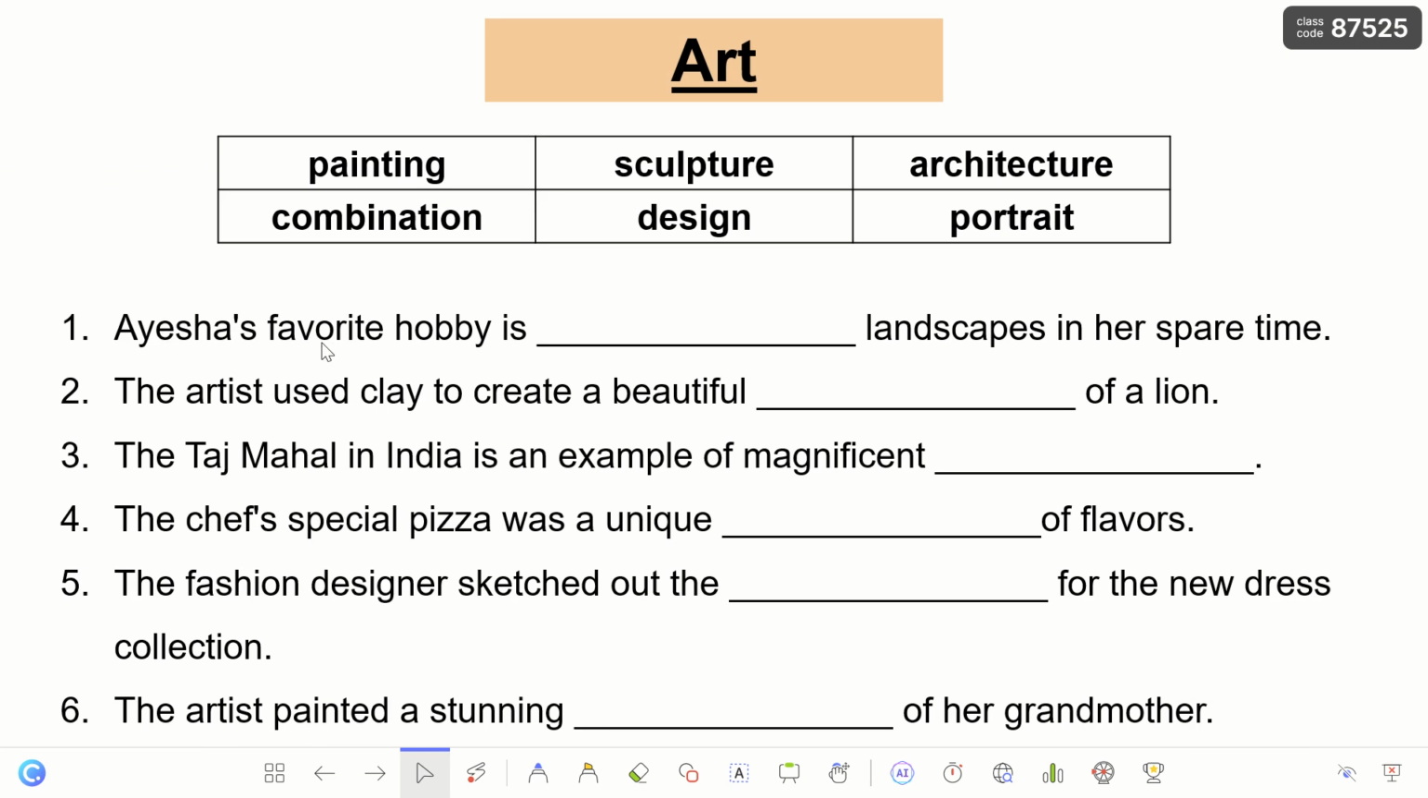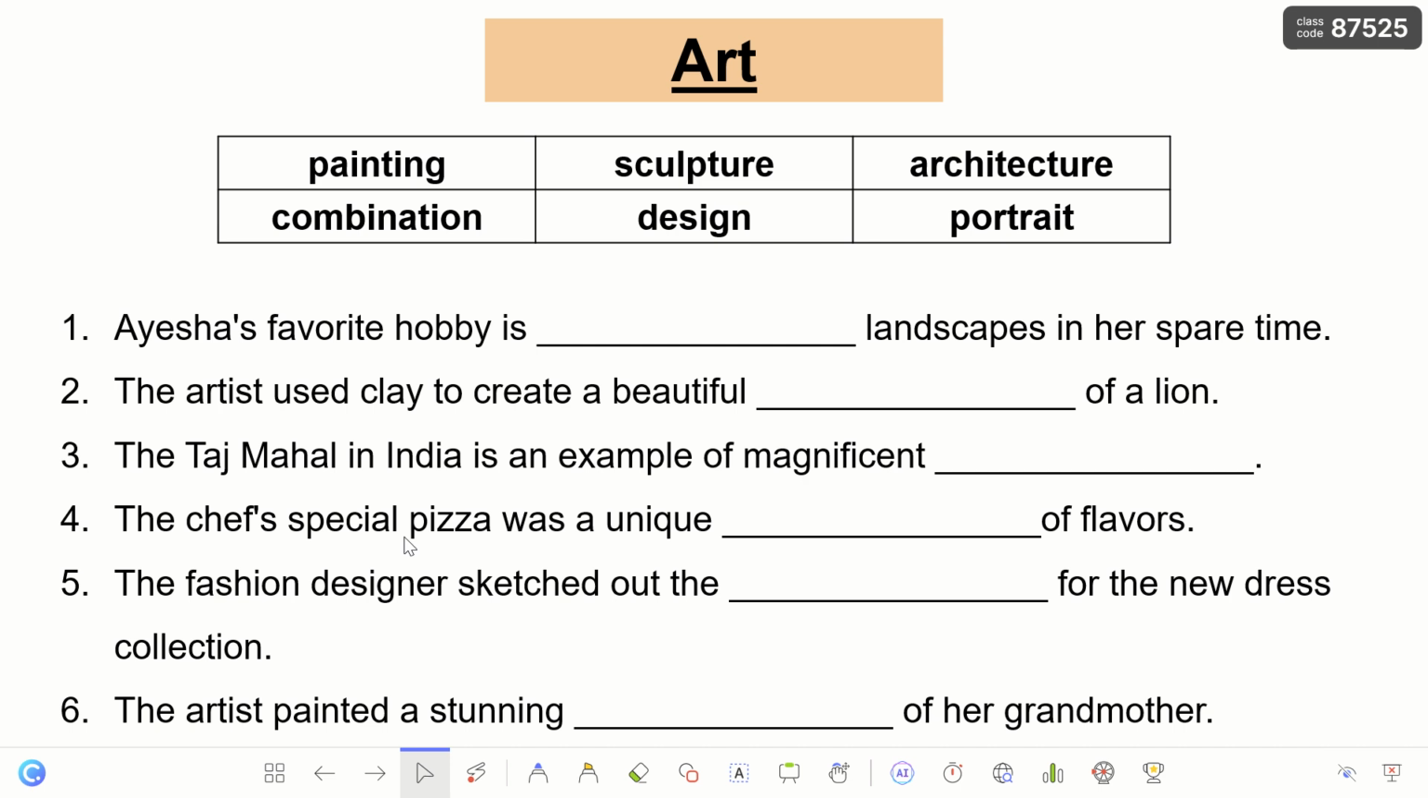Okay. Aisha's favorite hobby is what? Landscapes in her spare time. What do you think is what she does? Painting landscapes in her spare time. The artist used clay. When I have clay and I create, so it's obviously the word sculpture. The Taj Mahal in India is an example. I'm talking about the Taj Mahal, a building, a famous landmark in India. So I'm talking about architecture.